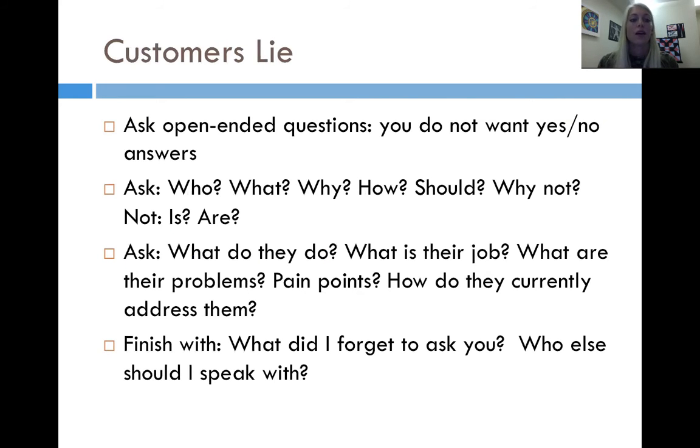It's important to understand that customers do lie. Some key things to note: ask open-ended questions. You don't want a bunch of yes or no answers or close-ended questions. Ask who, what, why, how, should, why not, rather than is and are questions. Those will lead you to yes or no answers. Ask what they do, what their job is, what their problems and pain points are, how they currently address them, and finish with, what did I forget to ask you, and who else should I speak with?